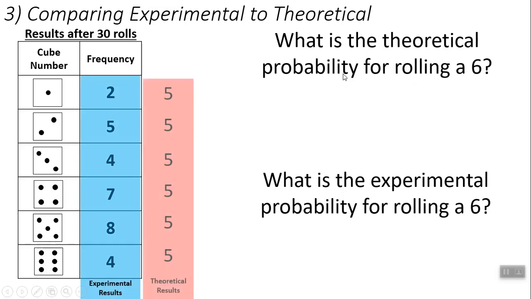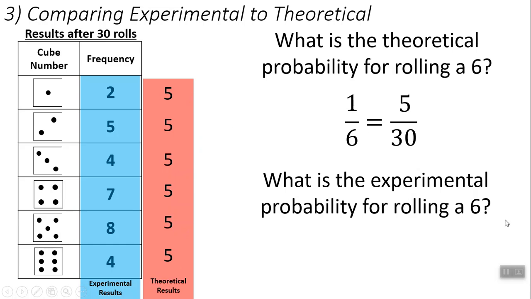To figure out the theoretical, we would be doing the whole 1 out of 6 equals blank out of 30. Because out of 30 rolls, theoretically, each one would appear 5 times. A 6 should appear 5 times. Everything should appear 5 times, theoretically.